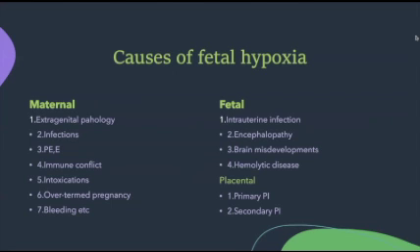Maternal causes of fetal hypoxia may be extragenital pathologies of the mother, infections like TORCH infections, bleeding, intoxications, and other reasons. Fetal reasons can be intrauterine infections, brain malformations, and encephalopathies. And placental reasons can be secondary placental insufficiency or primary placental insufficiency. All these reasons can lead to fetal hypoxia.